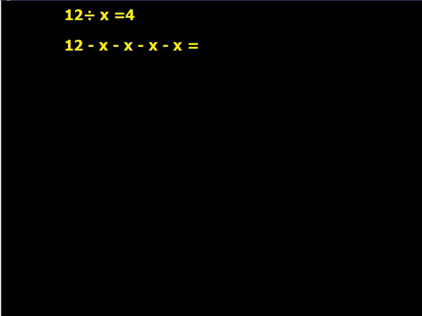Now we're going to use a similar statement, but we're going to throw in a variable. So we have 12 divided by x equals 4. So that means that we're going to be taking x away 4 times total. So here's how the process looks. We start out with 4 x's equals 12.